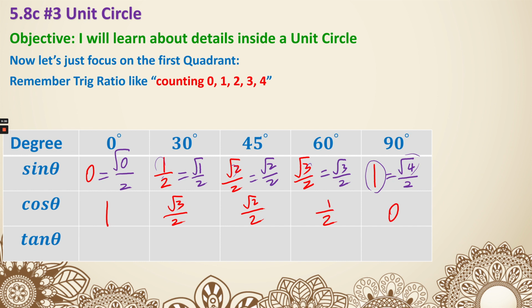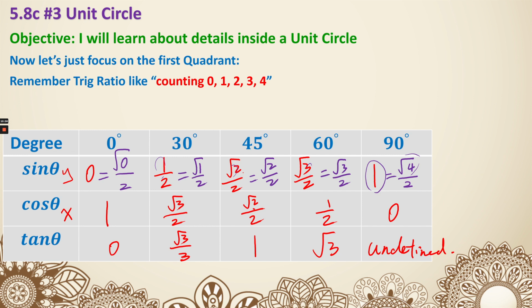As for the tangent, tangent is actually y over x. Sine is your y, cosine is your x, so it's basically sine over cosine. So 0 over 1 is 0, 1/2 over square root of 3 over 2 is square root of 3 over 3. Then square root of 2 over 2 and square root of 2 over 2, they're the same, so it's 1. Then square root of 3 over 2 over 1/2 is just square root of 3. Lastly, 1 over 0 is undefined. There we go. So this is a table format for you to see the relationship.